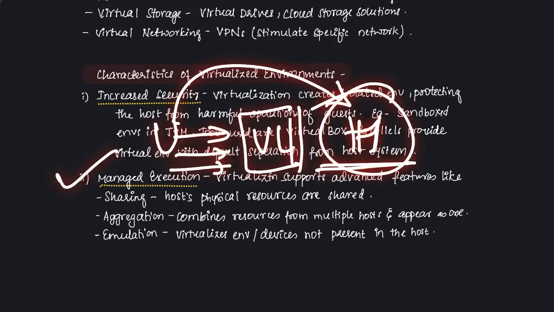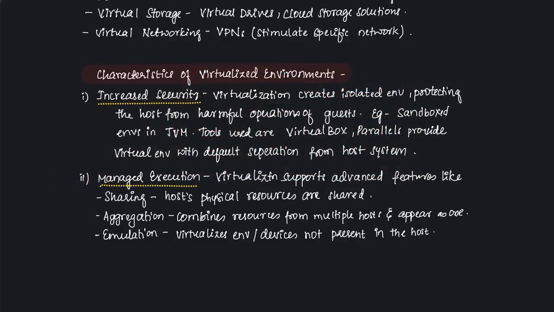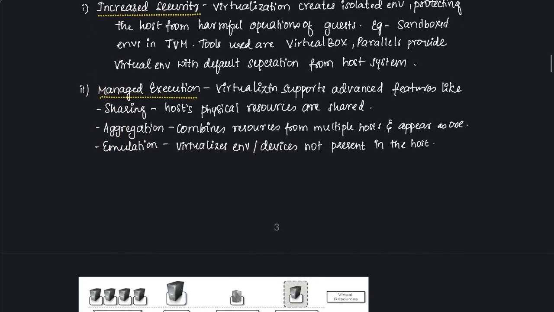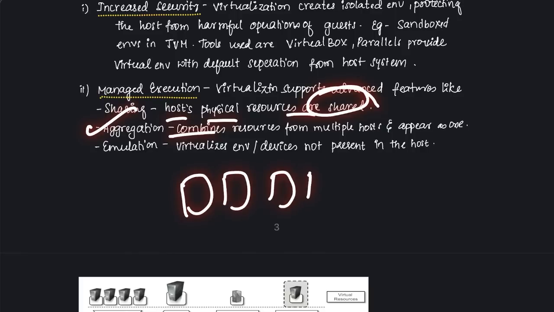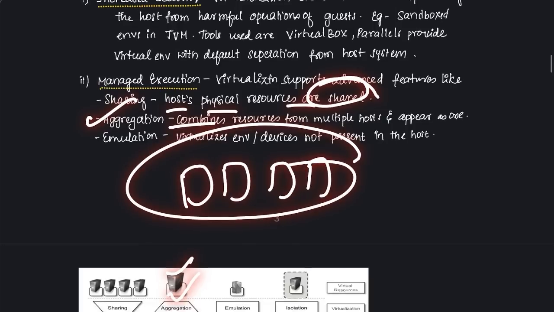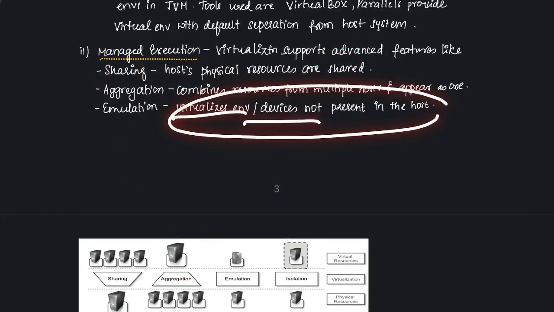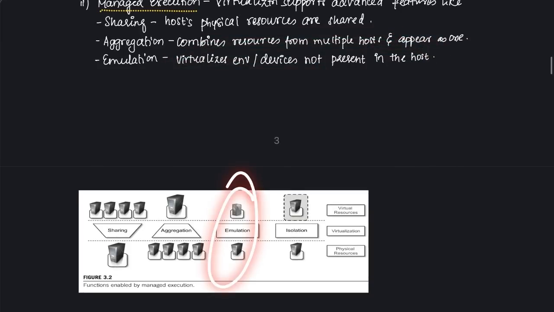Next we have is managed execution. So virtualization will support advanced features like sharing, aggregation, emulation, and isolation. So sharing means hosts physical resources are shared here. Aggregation means it combines different resources from multiple hosts and then you are using it together. Emulation means virtualizes the environment or devices which are not present in the host. So here you are emulating it.